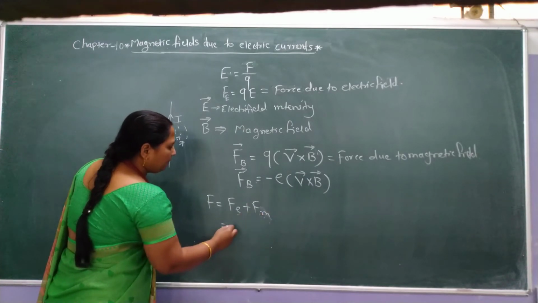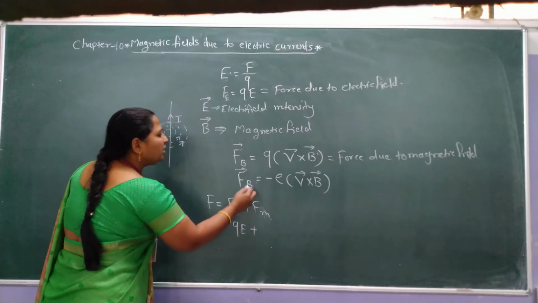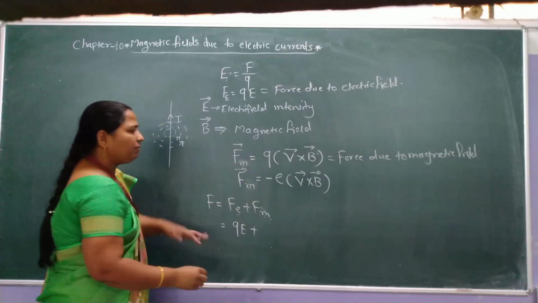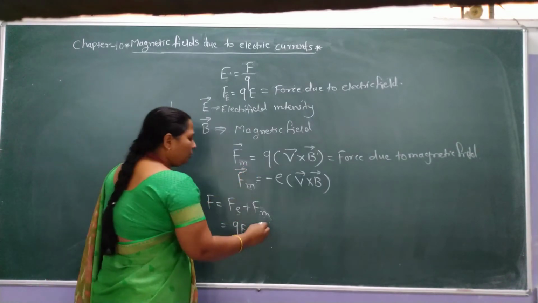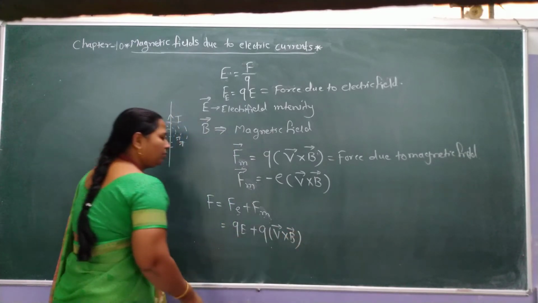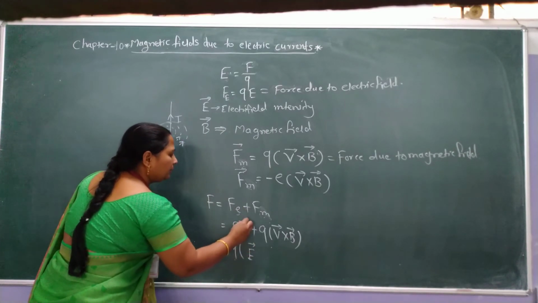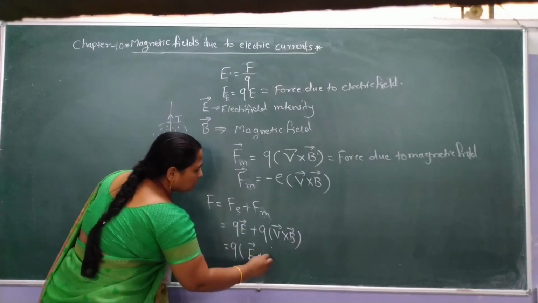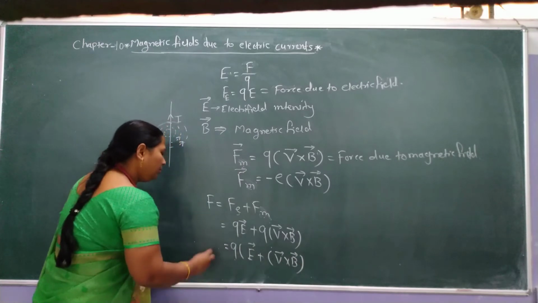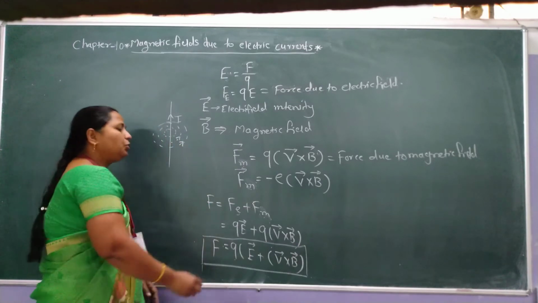Therefore, substituting the values, Fe is equal to Q into E, plus Fm, the magnetic force, which is equal to Q in bracket V vector cross B vector. Therefore, F is equal to Q in bracket E vector plus V vector cross B vector. And that is the force due to electric field and force due to magnetic field.